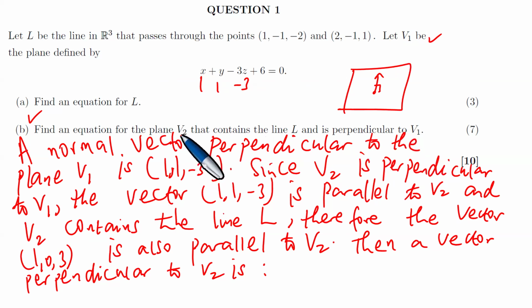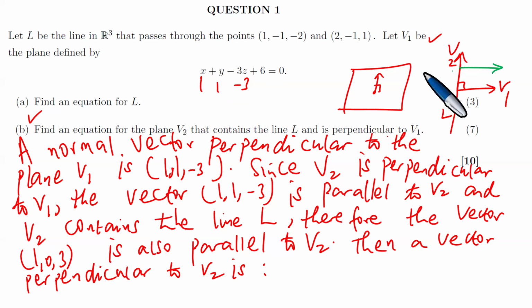So we are noting that the plane V2 is perpendicular to V1. In other words, if you have the two planes, V2 and V1, these two planes are perpendicular to each other, but we are saying find an equation for the plane V2 that contains the line L. So the line L is actually on the plane V2, which is perpendicular to V1. Okay, good. We note therefore that a normal vector perpendicular to the plane V1 is (1, 1, -3). Since V2 is perpendicular to V1, the vector (1, 1, -3) is parallel to V2.